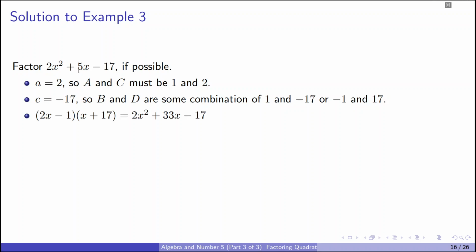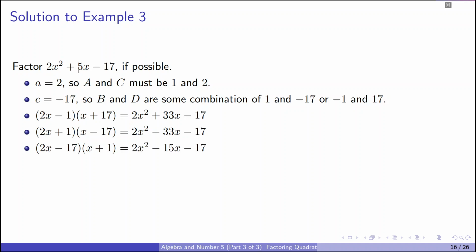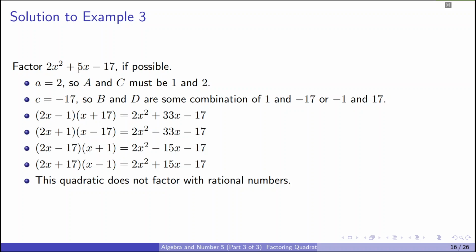If we try them, 2x minus 1 times x plus 17, that doesn't work. The cross term is wrong, with the 33. The next one is also incorrect, also with the 33. It just changed the sign in the middle. So changing this one, we have the 17 in with the 2. Still has the wrong cross term. It's still a negative 15 when we're looking for a positive 5. Our next option does produce a positive 15. This quadratic does not factor with rational numbers.